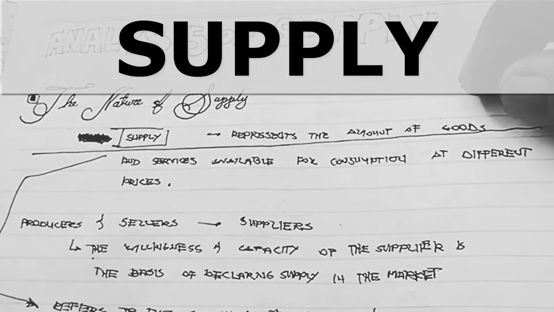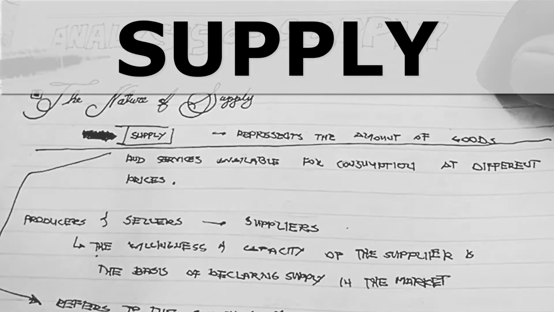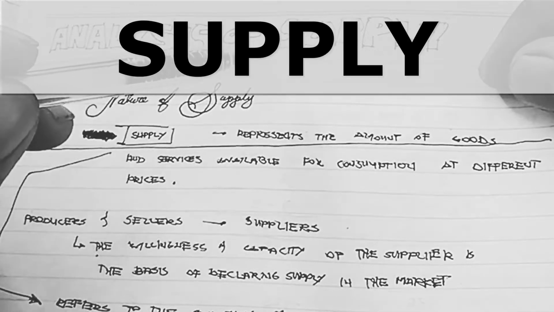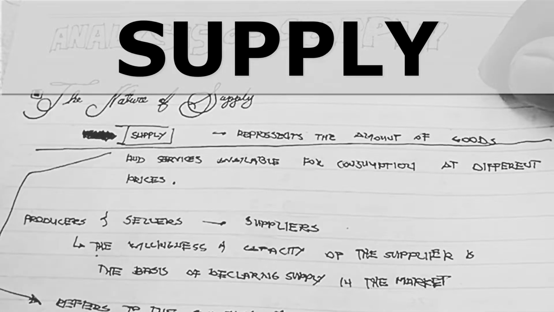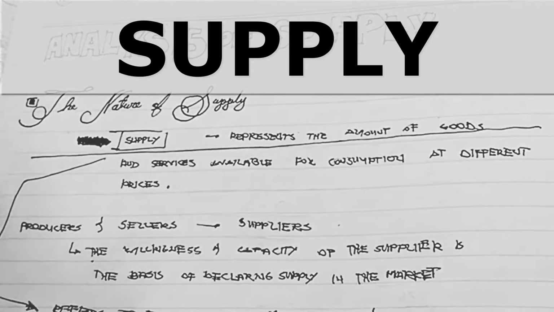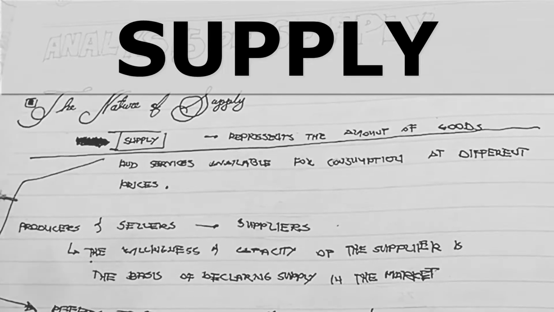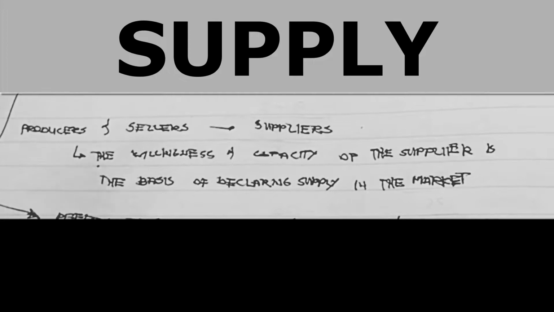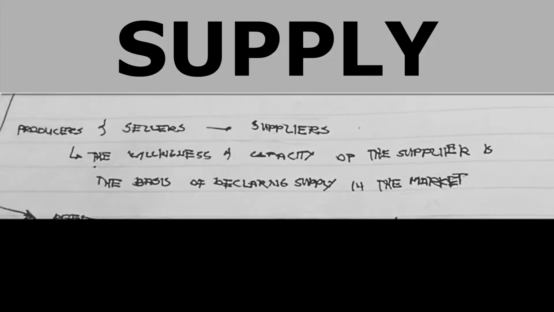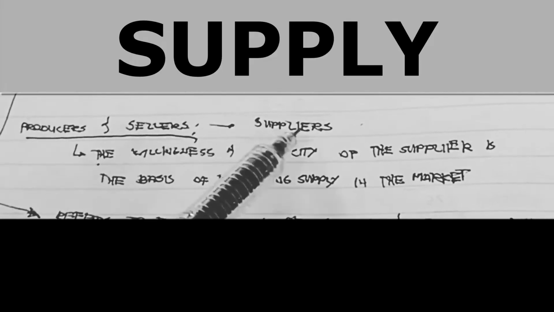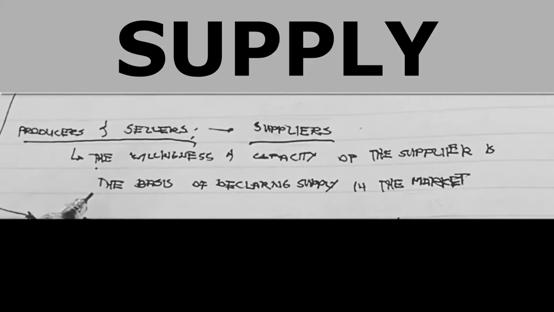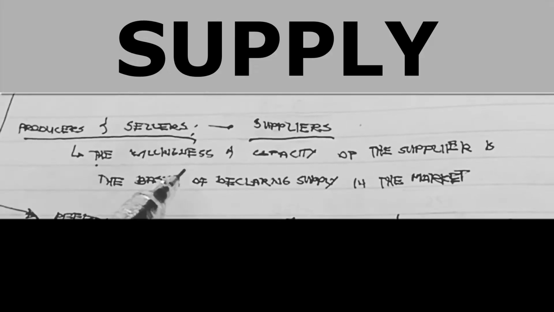The producers' behavior is examined through supply. It is important to know how the producers react to every price increase or decrease. Supply represents the amount of goods and services available for consumption at different prices. The producers and sellers are considered as suppliers. So are they willing to sell their product at a certain price?